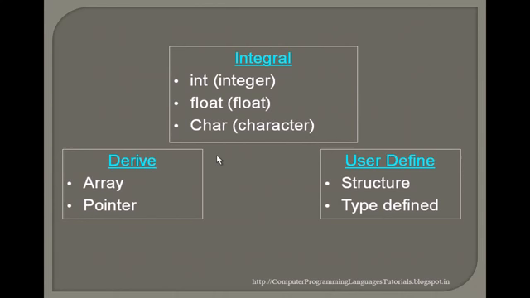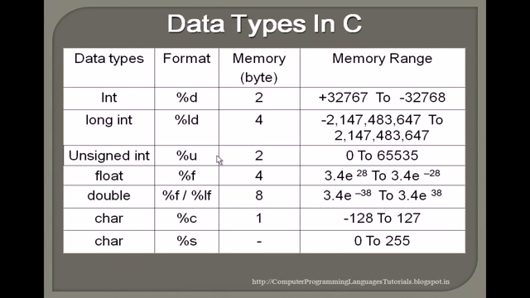The next one is derived. Derived has two types, array and pointer. In C, we have these two topics in detail. As well, user defined also has structure and typedef. But here we have to focus on integral type. Let us discuss in detail.